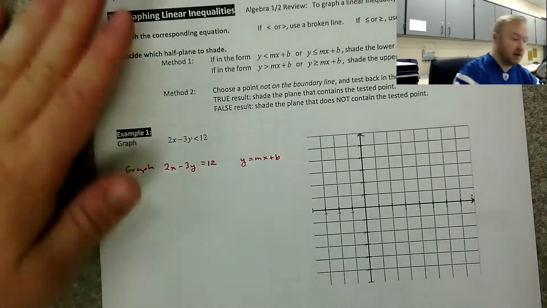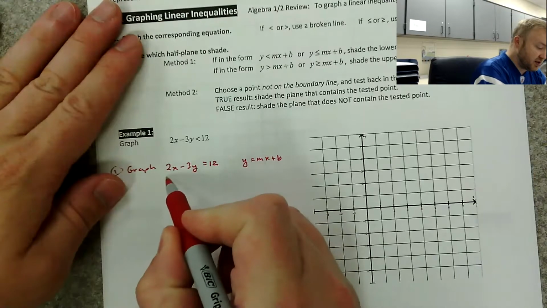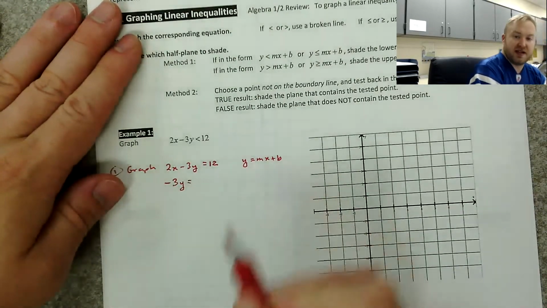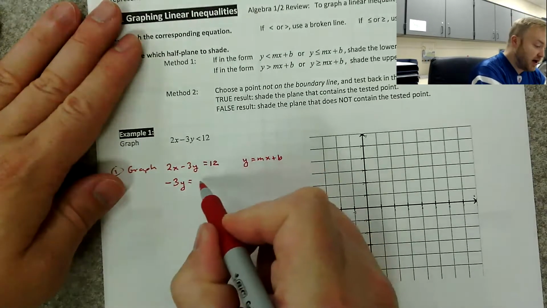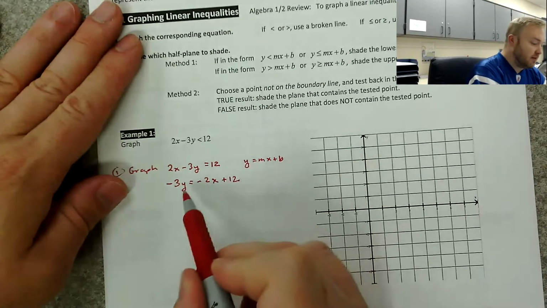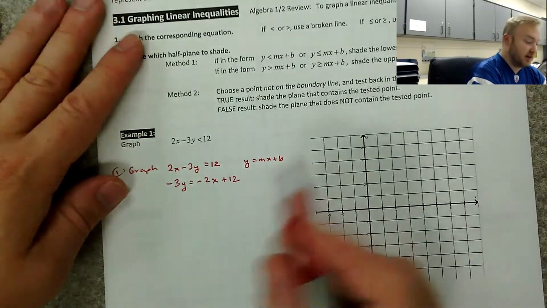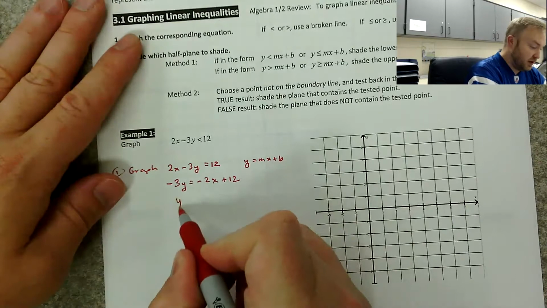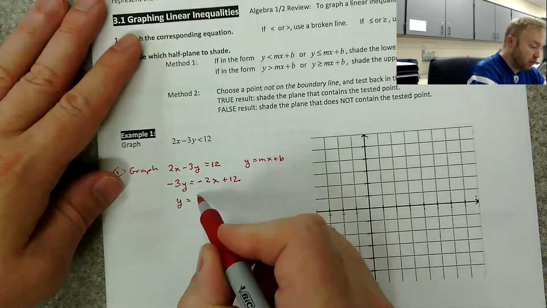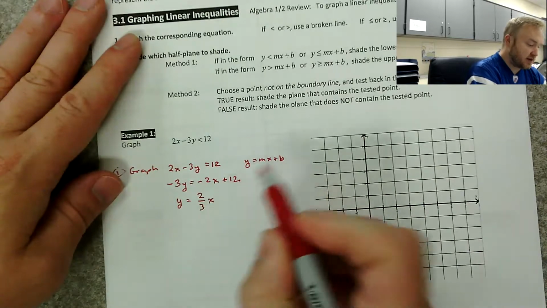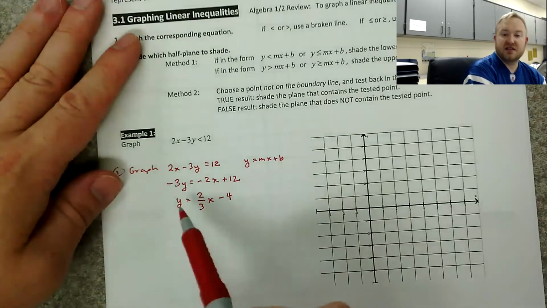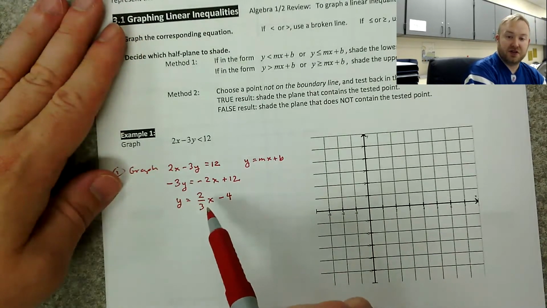No problem at all. But I will go ahead and just explain. I'm going to subtract the 2x from both sides. So if I subtract 2x from both sides, on the left side I'll just have negative 3y, and on the right, I'll have negative 2x plus 12. And then I'm going to divide everything by negative 3. So this first term will just be y. Negative 2x divided by negative 3 will be positive 2/3 x. And then 12 divided by negative 3 is negative 4. So this is the line that I need to graph.